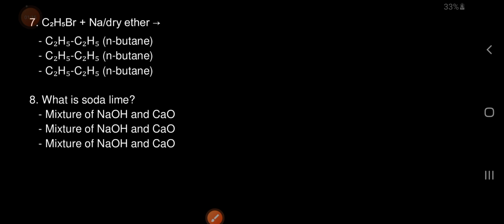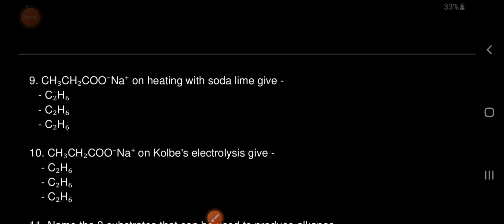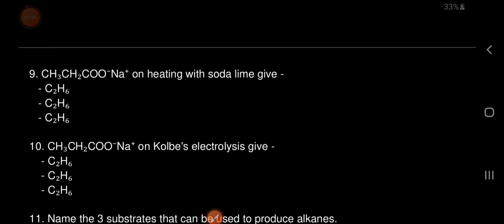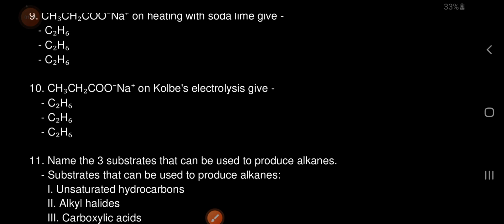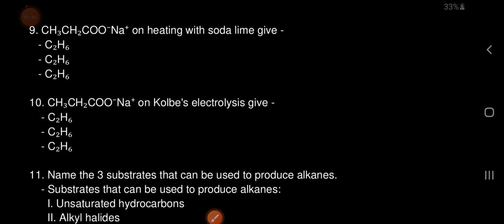What is soda lime? Mixture of NaOH and CaO. CH3CH2COO-Na+ on heating with soda lime gives C2H6. CH3COO-Na+ on cold concentrated electrolysis gives C2H6.